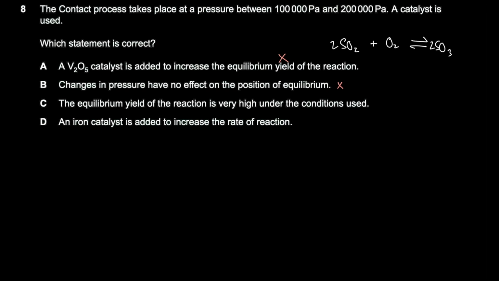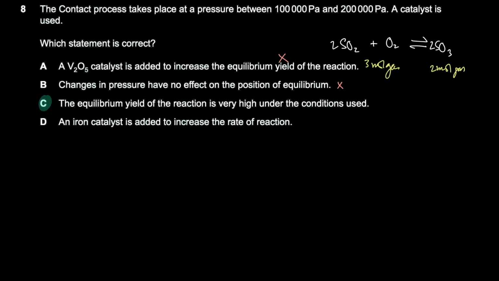Over here we have 3 moles of gas on the left hand side and 2 moles of gas on the right hand side. So we have an unequal number of moles of gas. An increase in pressure will favor the right hand side, the side with fewer moles of gas. So B is incorrect. The equilibrium yield of the reaction is very high under the conditions used. So statement C is correct.